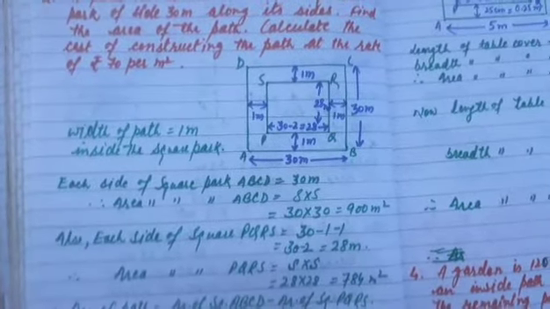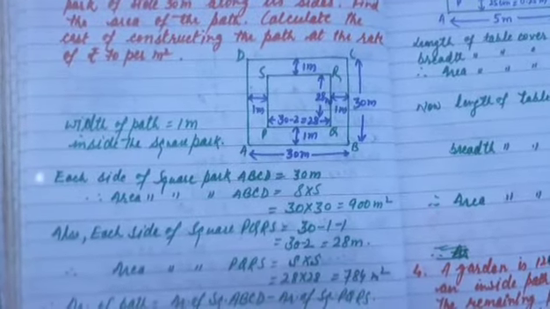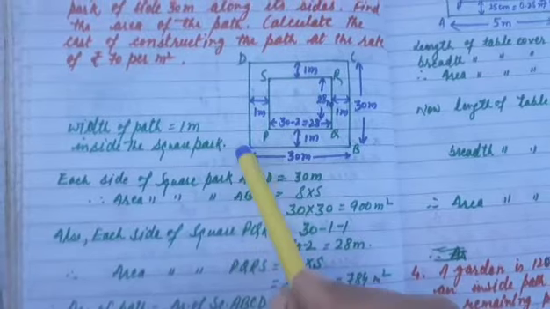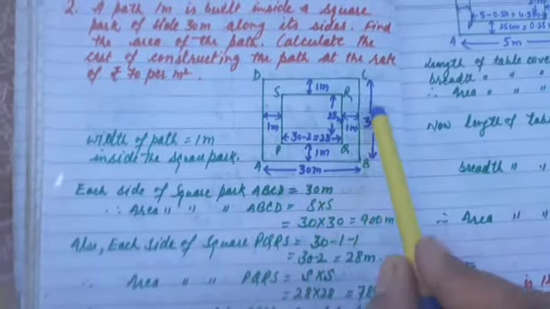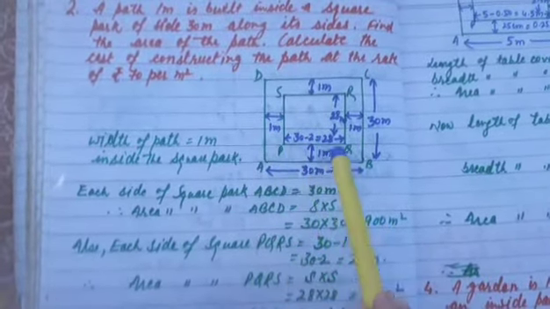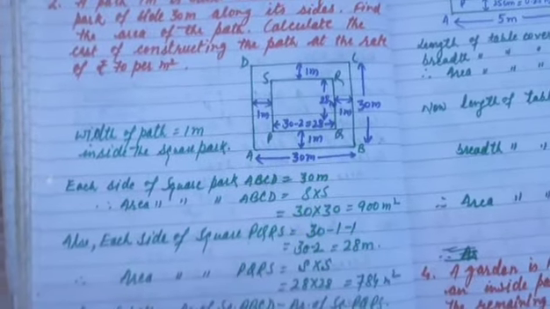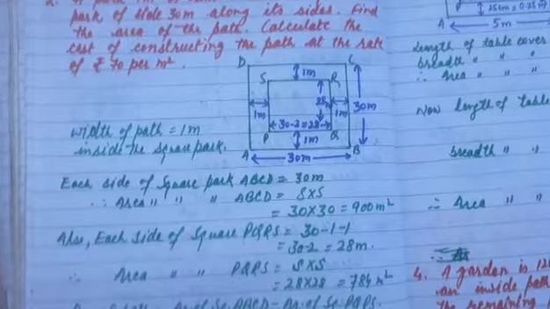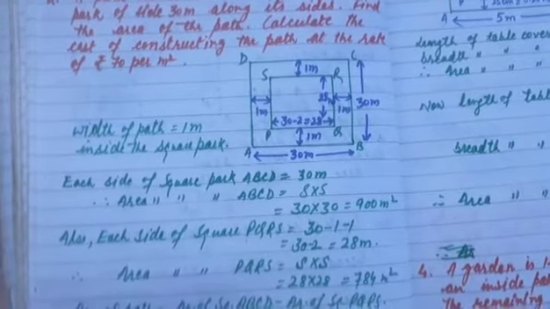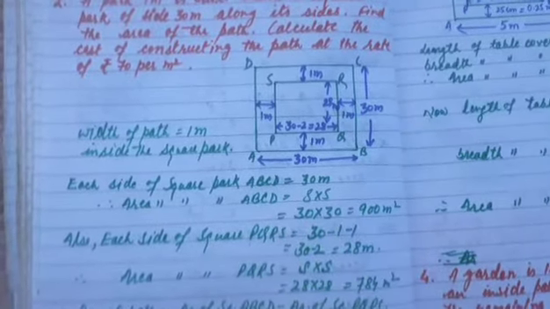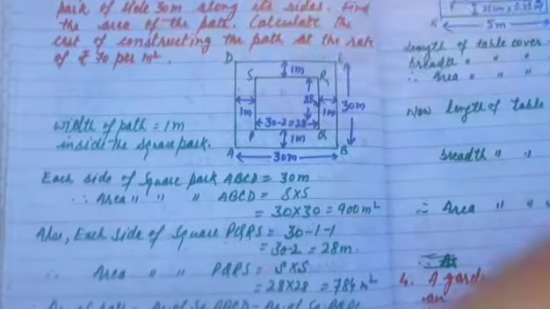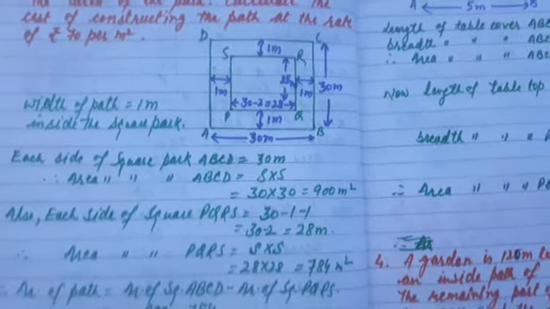So in this case we have to find the outer area, that is ABCD minus PQRS, then we will get the area of this path. After this we have to find the cost of constructing it. The cost of constructing means we multiply the area of path by 70.